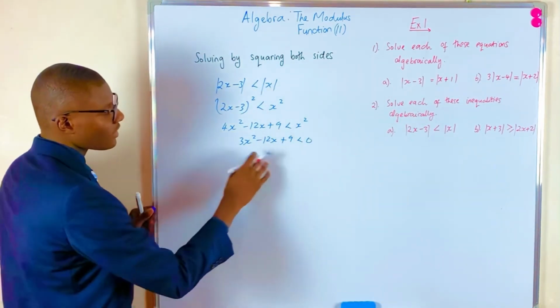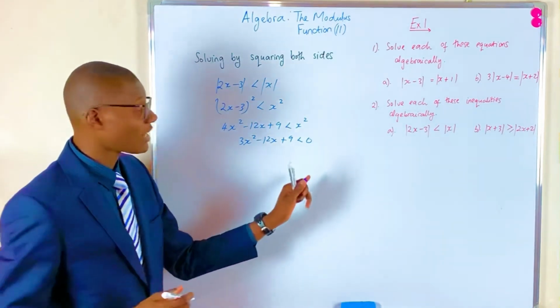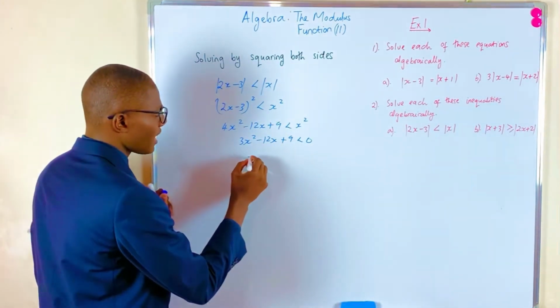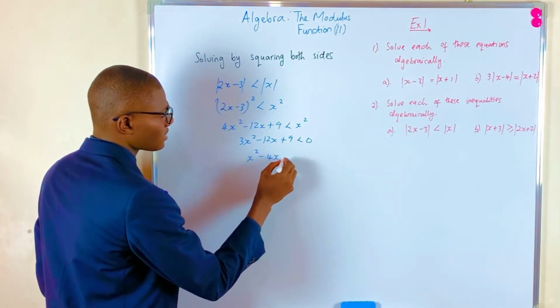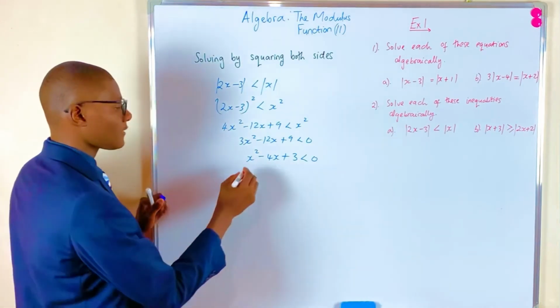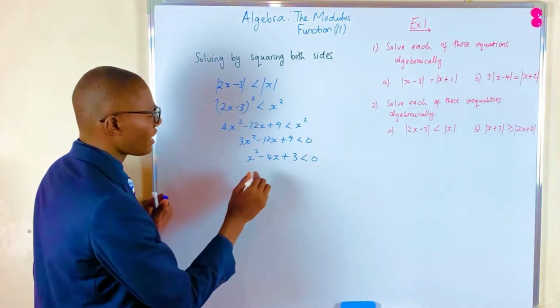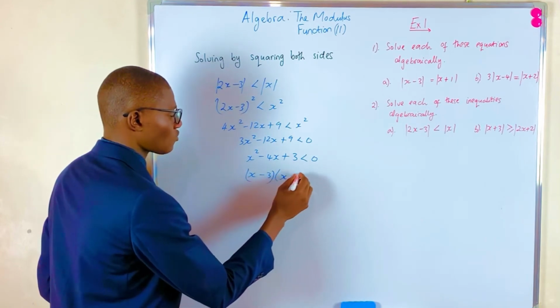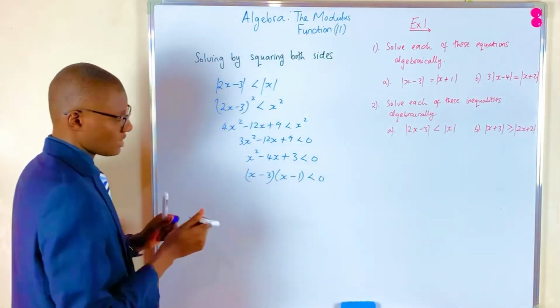Then factoring out 3, which we shall divide both sides by, we're simply saying x squared minus 4x plus 3 is less than 0. Now solving here, we need to factorize. So we're simply saying we've got (x minus 3)(x minus 1) being less than 0.